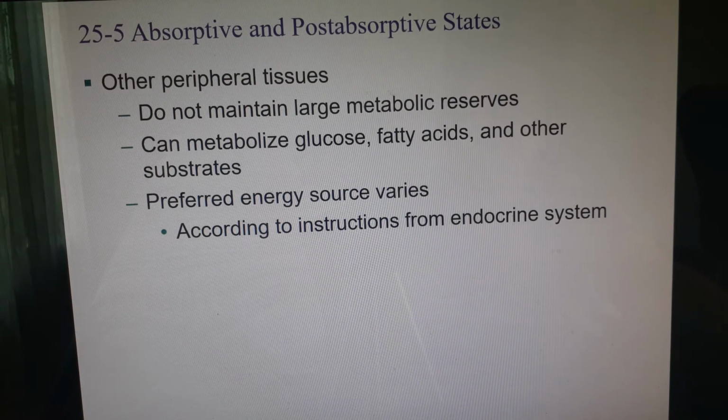Other peripheral tissues don't have large metabolic reserves. They can kind of go back and forth between glucose, fatty acids, and other substrates, and their preferred energy source will vary according to what the endocrine system tells them to do.